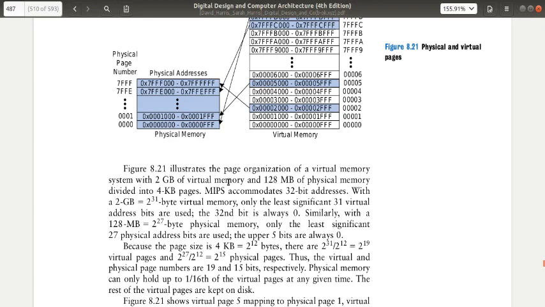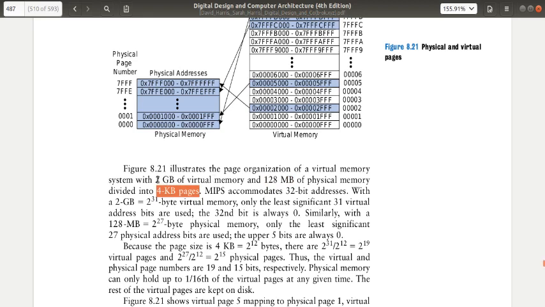First of all, the assumption is that the virtual memory is 2 GB. That is, the process or program assumes that it has 2 GB of memory in hand, and the actual physical memory is only 128 MB. And the size of the page is 4 KB. So this is the division. We have a 2 GB virtual memory, which is mapped into a 128 MB physical memory, and a 4 KB page.